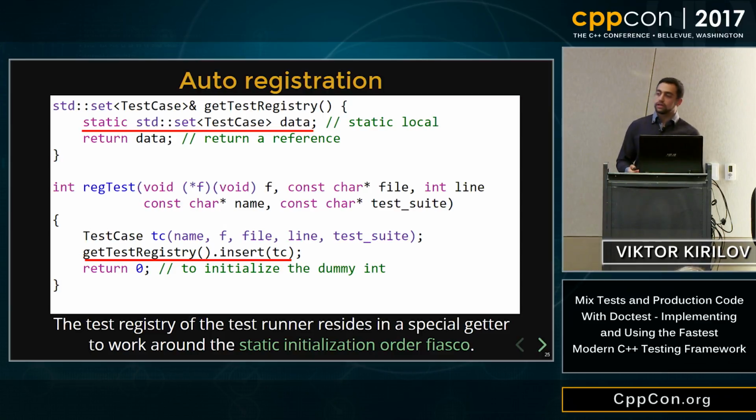So we need to make sure that the test case registry is initialized the first time a test case gets inserted. For that, we're using a getter function in which it is defined as a local static variable. And then we return it by reference. So the first time this getter is called, we actually create the registry, and it lives until the program ends. So in rec test, we construct a test case, and we put it in the registry, and then we return 0 to initialize the global dummy integer, which forced rec test to be called in the first place before we enter main.